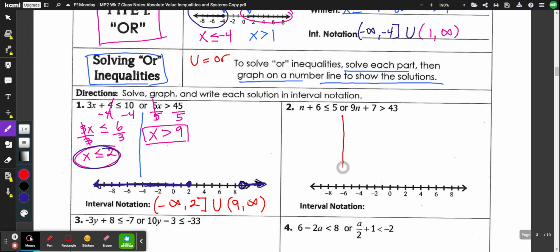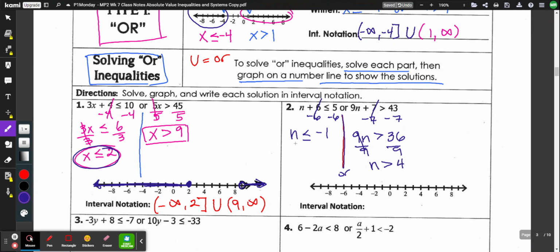Let's take a look at number 2. So remember, I'm going to draw a line down the middle, separate the or, and I'm going to solve this first. So I've got minus 6, those cancel, and is less than or equal to negative 1. Over here, I'm going to subtract 7 from both sides. That will cancel. And I have 9n is greater than 43 minus 7 is 36. I'm going to divide both sides by 9. That cancels. And then I've got n is greater than 4.